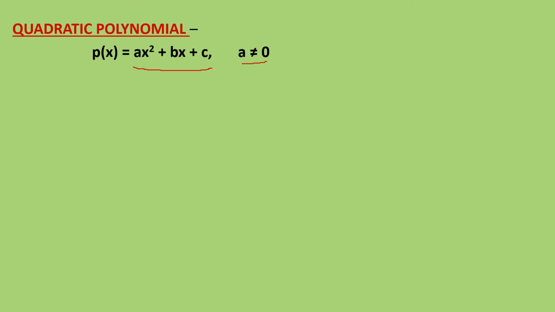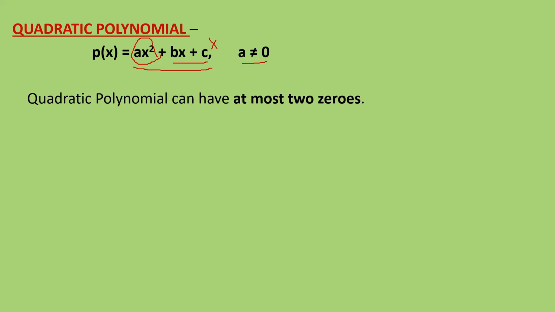Right? If a is equals to 0, then the term with x square variable will become 0, and we will be left only with bx plus c. Now if we will see bx plus c, we can see the variable is x and the highest power of the variable is 1. So it will become a linear polynomial. So it will not be a quadratic polynomial if a is 0. So in case of quadratic polynomial, a is not equals to 0, and general form is ax square plus bx plus c. Now we know that a quadratic polynomial can have at most 2 zeros.